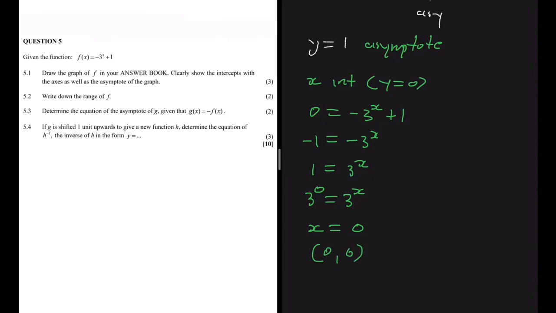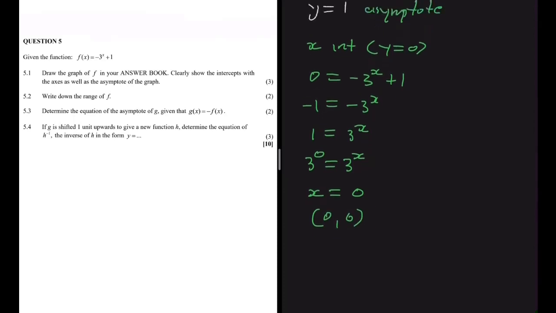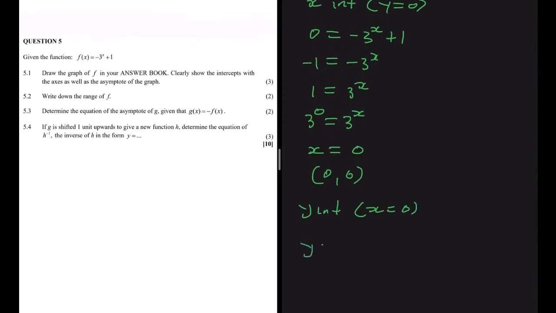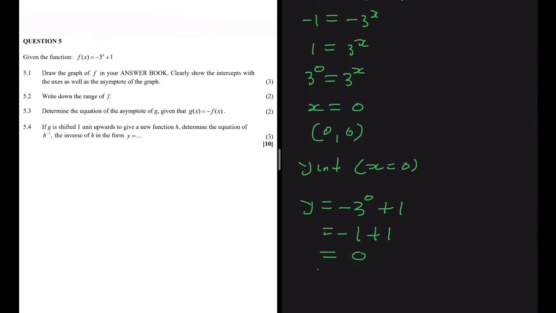So from this point, I know that the y-intercept will also be 0. But let's just do it for the sake of clarity. For the y-intercept, we let x be equal to 0. If we do that, we're going to get y equals minus 3 to the power 0 plus 1. So y equals minus, 3 to the power 0 will be 1, and then plus 1, this should all equal 0. So the y-intercept is also at 0 and 0, right?